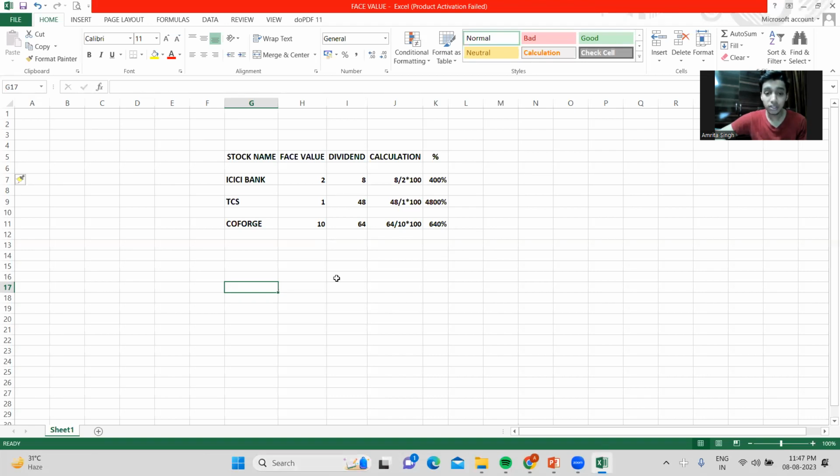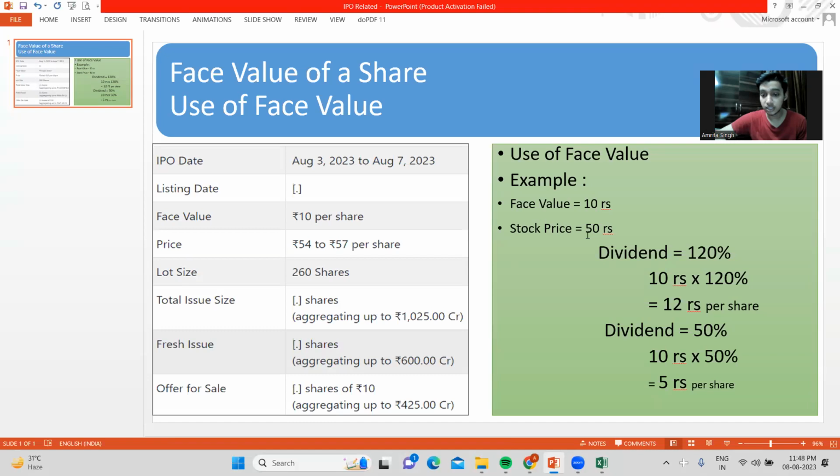So this is how the face value plays a very important role in calculating the dividend in percentage. Remember this again, the stock price doesn't play any role when it comes to giving the dividend. The stock price really doesn't play any role in the dividend calculation. Face value plays an important role. Face value is what the company considers while giving the dividend to their investors. So this was the information that I wanted to share in this video, the meaning of the face value and how this thing works.